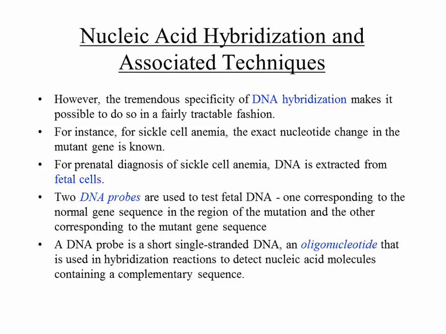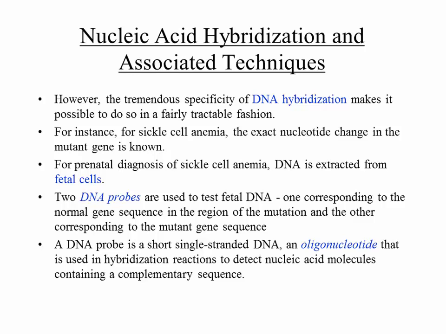For example, for sickle cell anemia, the exact nucleotide change in the mutant gene is known. We know, because you just change one nucleotide, the amino acid changes, and you get sickle cell anemia. So if you're going to do prenatal diagnosis of sickle cell anemia, DNA is extracted from fetal cells, and you construct two DNA probes. Two DNA probes are used to test fetal DNA, one corresponding to the normal gene sequence in the region of the mutation, and the other corresponding to the mutant gene sequence.